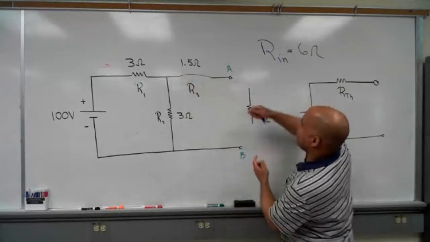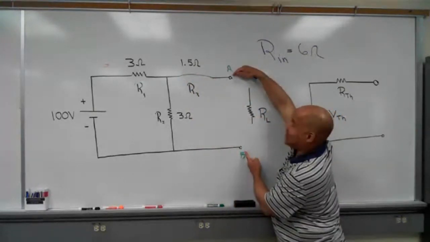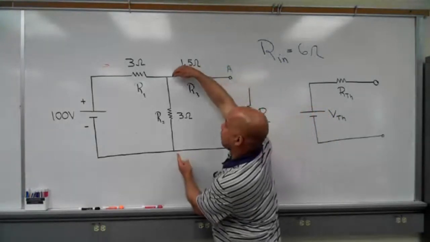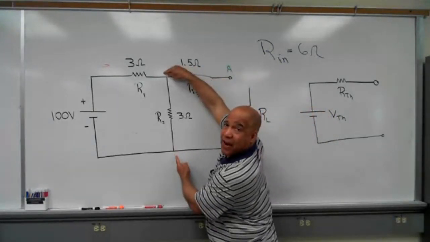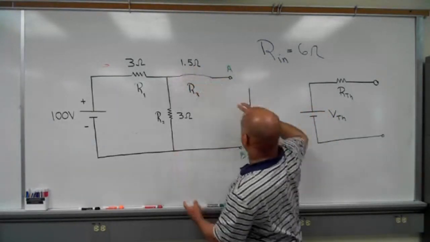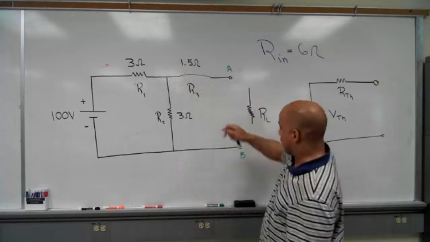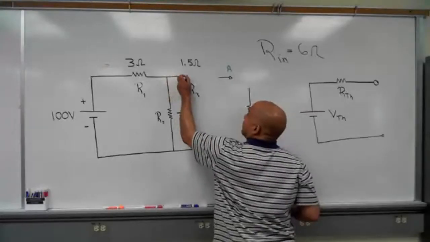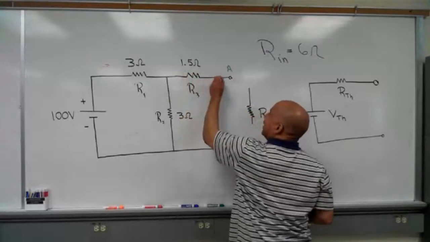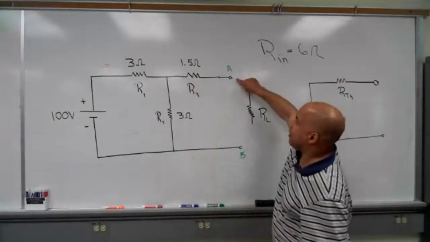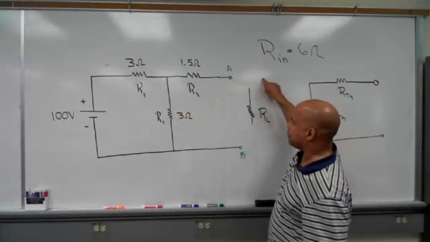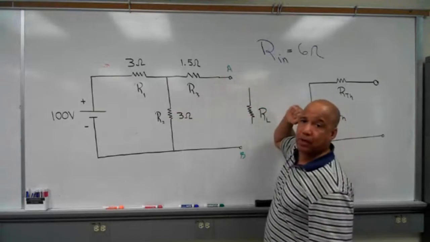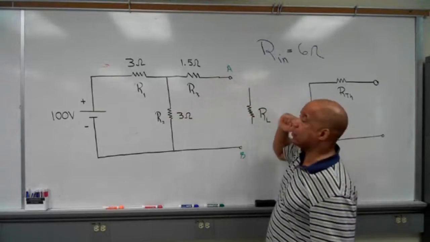So connecting from A to B is exactly like connecting across R2. Once you find the voltage across R2, you've found VTH. You want to remember that. That's the takeaway for this problem: that resistor just hanging there with nothing connected to the other end. Therefore, no current can go through it. There can be no voltage drop across that resistor if it doesn't have current going through it.